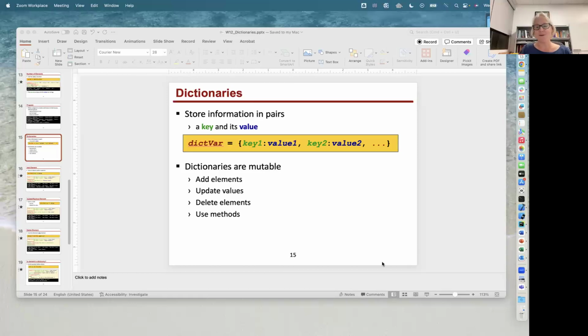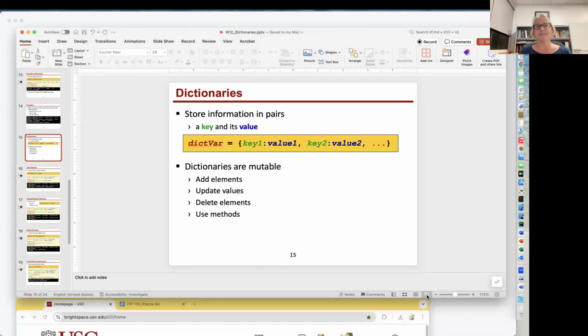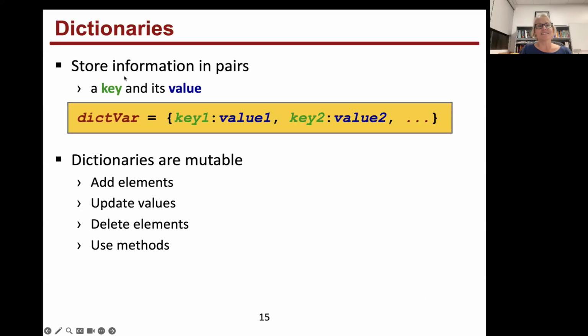So here we go. This is where we left off, and we have dictionaries. Dictionaries store key value pairs. We're using those curly braces, so hopefully you're getting used to that. You're using curly braces, and then keys and values. Dictionaries are mutable, which means we can add elements, update elements, delete elements, and we can use methods as well. So we're going to continue covering this information today.